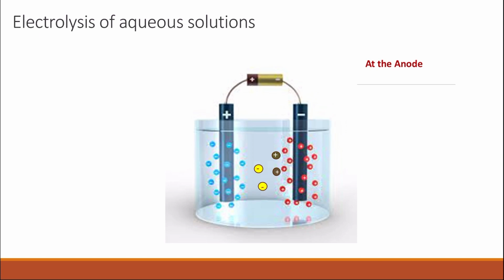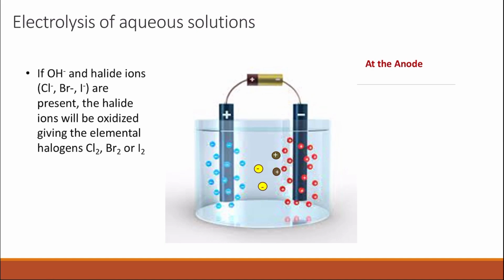So what's going to happen at the anode? At the anode as well, we are going to have two anions. The first one is the hydroxide from water, and the second one is the anion that we are going to have from the salt. So if we have hydroxide ions and the other anion is a halide ion, like chloride, bromide, and iodide, then the halide is the one that will be oxidized at the anode. The anode is the positively charged electrode. In this case, chlorine, bromine, or iodine is the element that will be produced at the anode.